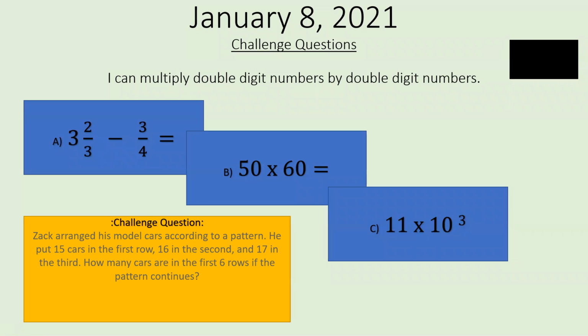All right, we have three new challenge questions. A is review yet again with subtracting fractions. We do not want to forget that skill, and then jumping back into multiplication. I want to see if you really understand how to multiply with powers of 10, meaning the numbers end with a zero. You can cross those zeros out, multiply, and then add the zeros back to your answer.